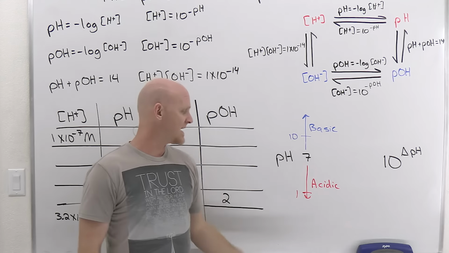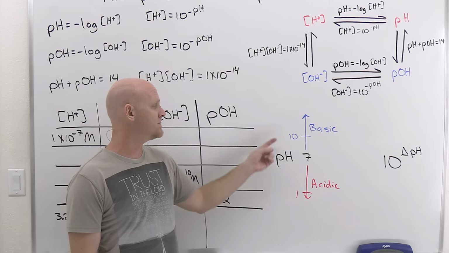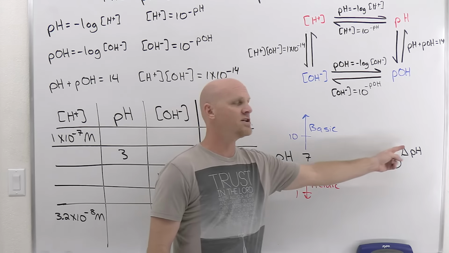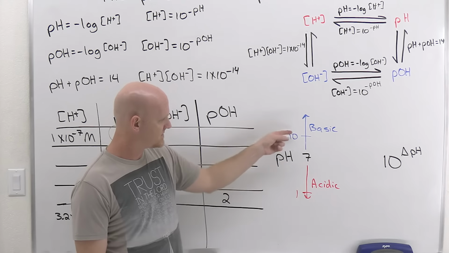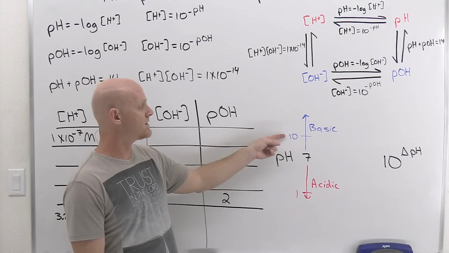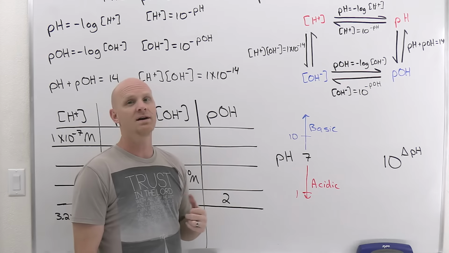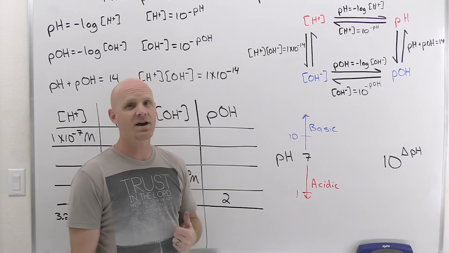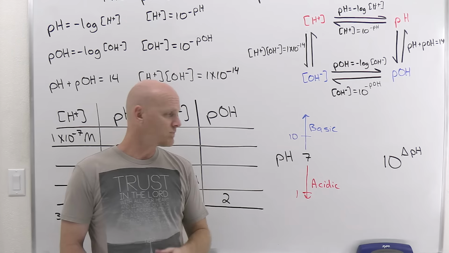But if my question was, how many times more H plus do I have at pH 1 than pH 10? 10 to the 9th, which is a billion times more. So 9 pH units lower, 10 to the 9th times more H plus. What if I said, how many times more OH minus does the pH 10 solution have than the pH 1 solution? And again, it's going to be 10 to the 9th times more OH minus at pH 10 than at pH 1. Cool.